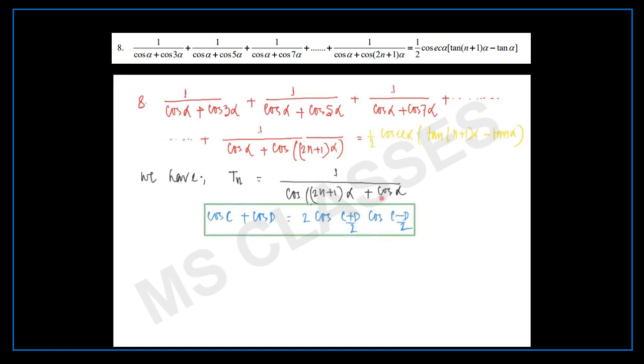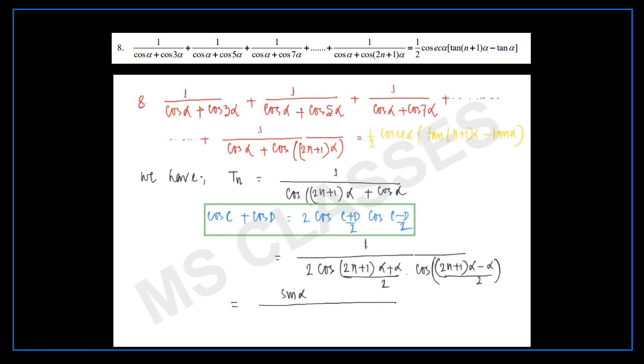So if we apply it to the denominator, what do we get? We get 2 cos ((2n plus 1) alpha plus alpha) by 2 into cos ((2n plus 1) alpha minus alpha) by 2, with numerator 1. Now after this, we need a sine in the numerator, which we don't have. So we'll take sine alpha in the numerator.